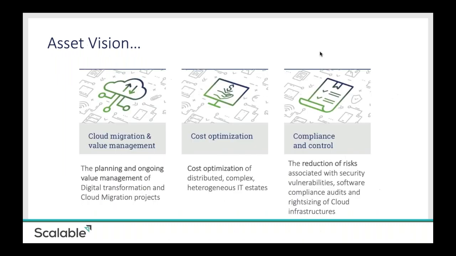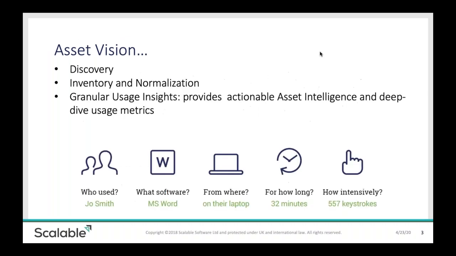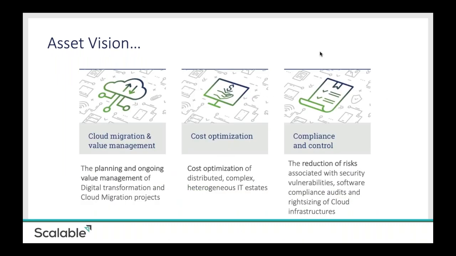Why would anyone be interested in that? Well, there's three use cases that we see, and the one in the middle there, which I'll get onto in a minute, is probably the use case that's the most common for Asset Vision right now. But you might want to gather this kind of usage data for a cloud migration project. So supposing that you're moving from locally installed Microsoft Office to G Suite, for example, then knowing who's using what, for how long, to what extent they're using it, will give you a much more accurate picture of the subscription and the capacity that needs to be provisioned, whether you're moving to 365 or whether you're moving to G Suite or anywhere else for that matter. So cloud migration is a compelling use case for Asset Vision.